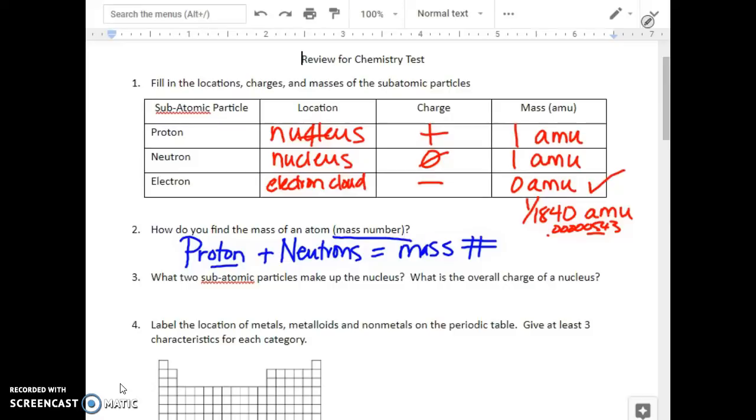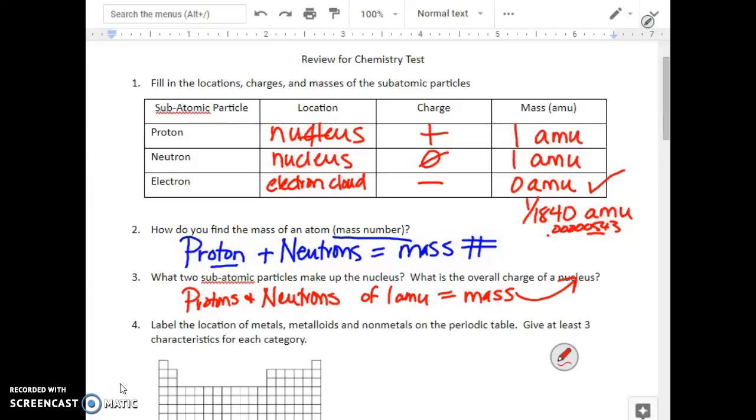All right, number 3 says, what 2 subatomic particles make up the nucleus? The nucleus is composed of protons and neutrons. And again, because both of those have a mass of 1 AMU each, however many protons plus neutrons there are is the mass. And again, all the mass is located in the nucleus. The electrons are the only thing that is not located in the nucleus, and those are so small anyway.